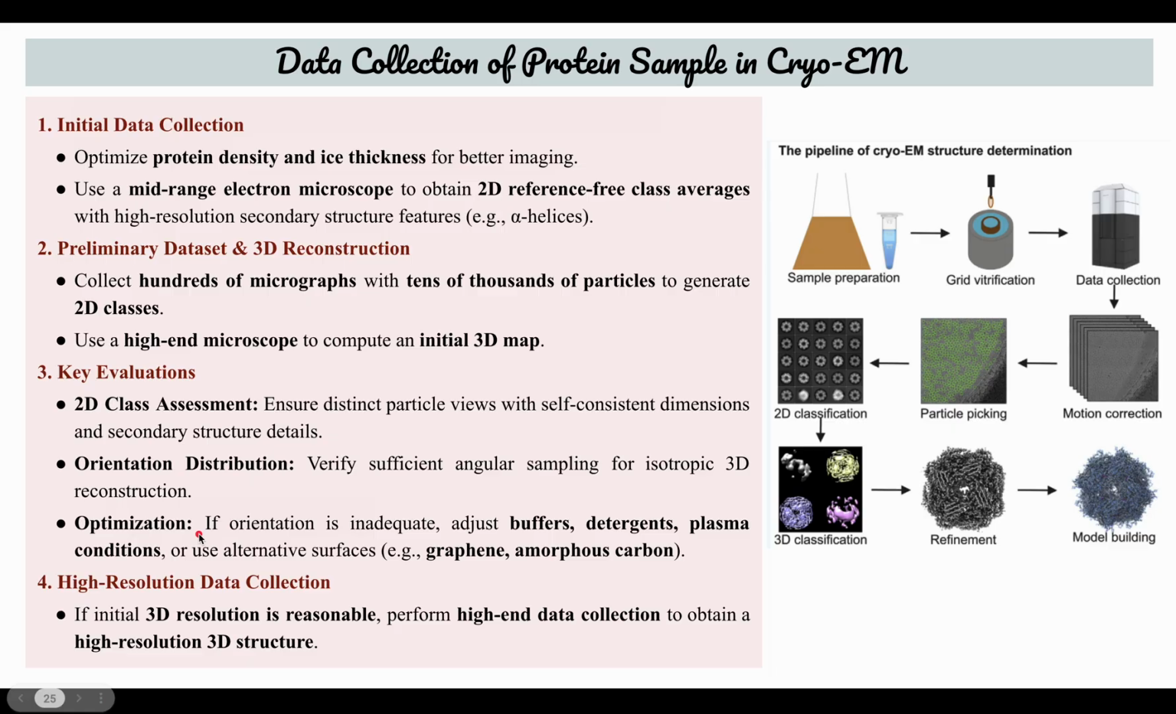And then comes optimization. So if orientation is inadequate, then we need to adjust the buffers, detergents, plasma conditions, or we need to use some alternative surfaces such as graphene and amorphous carbons.